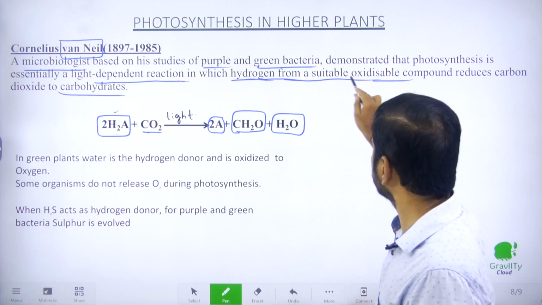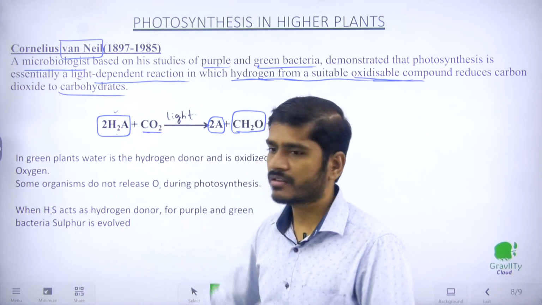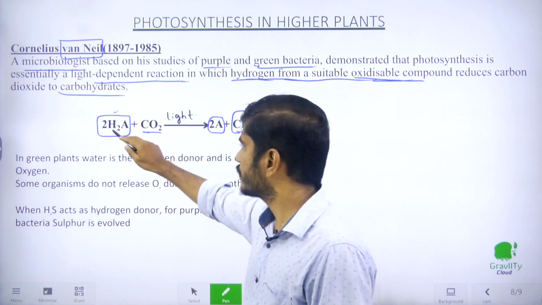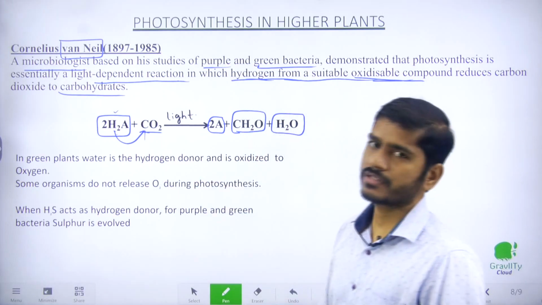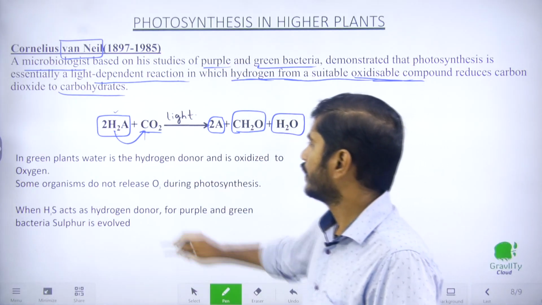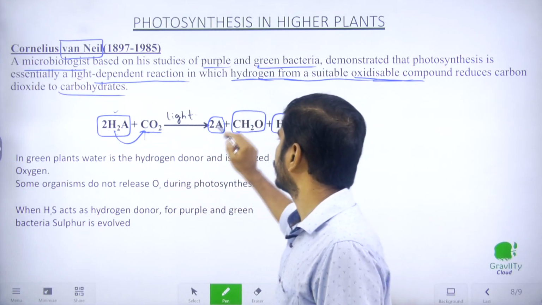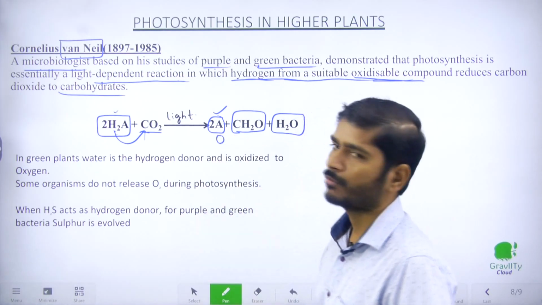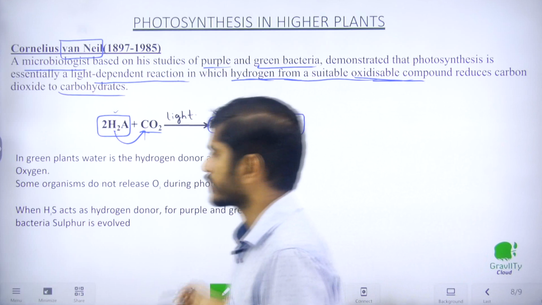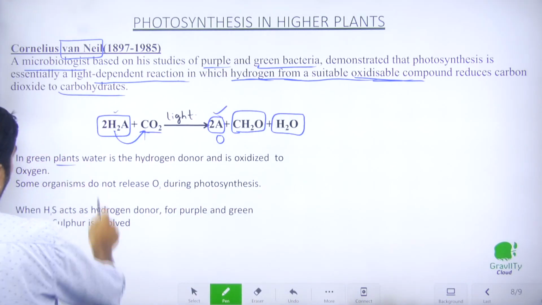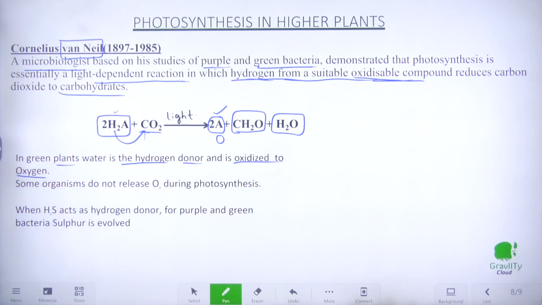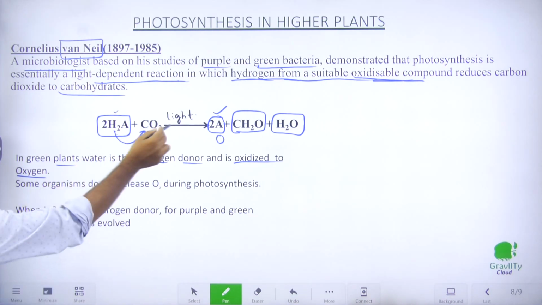Now, it is an oxidizable compound in the sense that it releases oxygen and hydrogen separately. Later CO2 is reduced with the hydrogens, so this is what is happening there, understand? Now 2H2O and CO2, see what is releasing out. In this place generally oxygen will be present, right? In green plants, water is the hydrogen donor and is oxidized to oxygen. That's what I told you here.